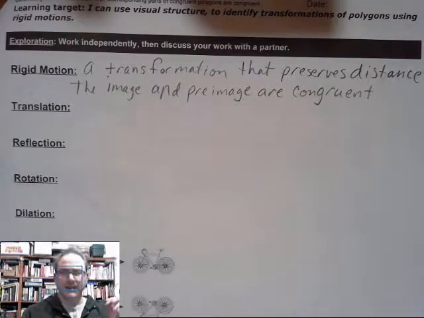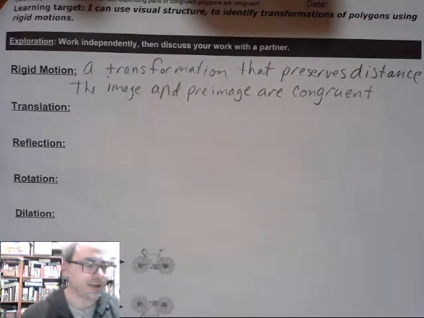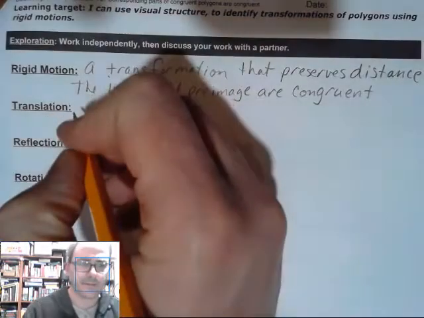All right, translation. A translation is a rigid motion that slides every point in the pre-image in the same direction and by the same distance. So let's write that out.